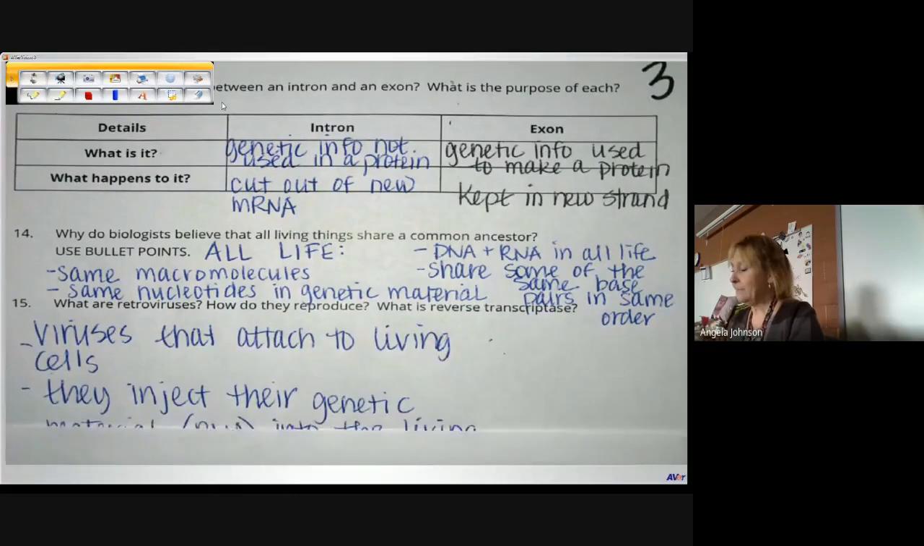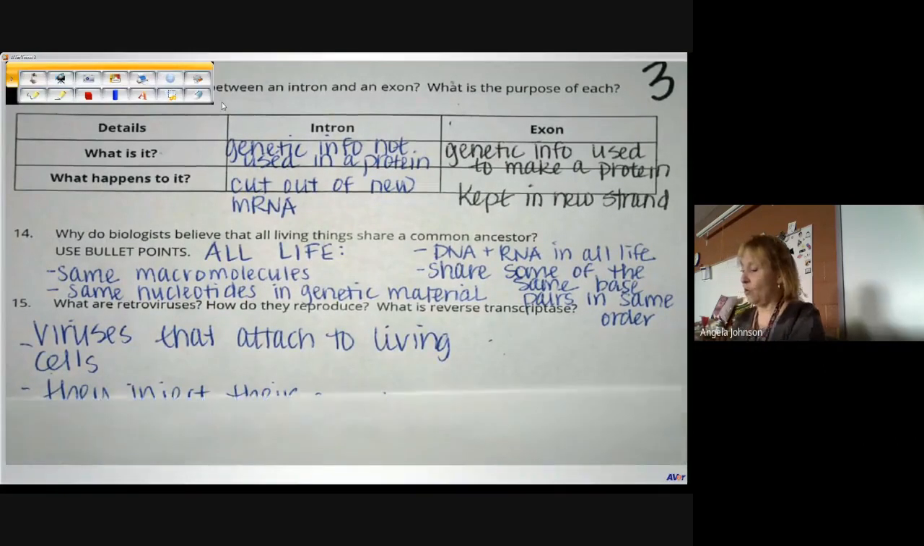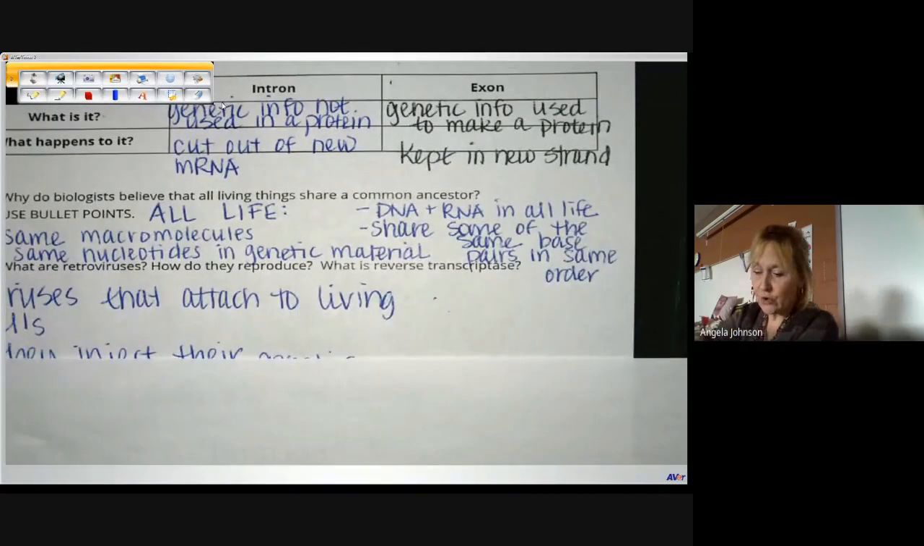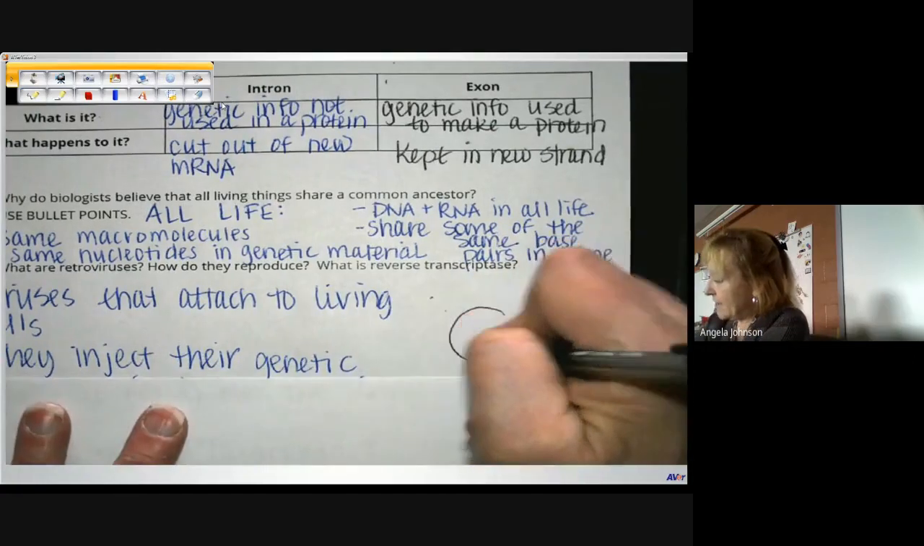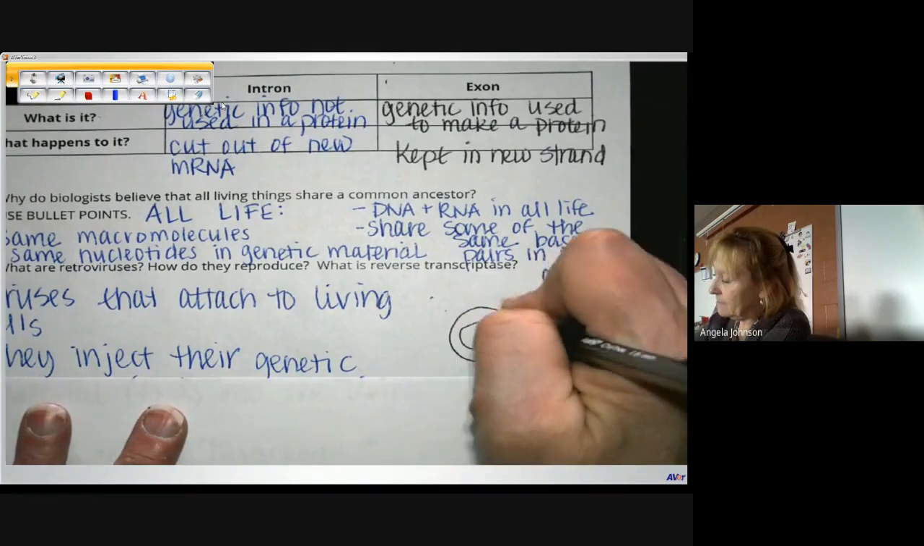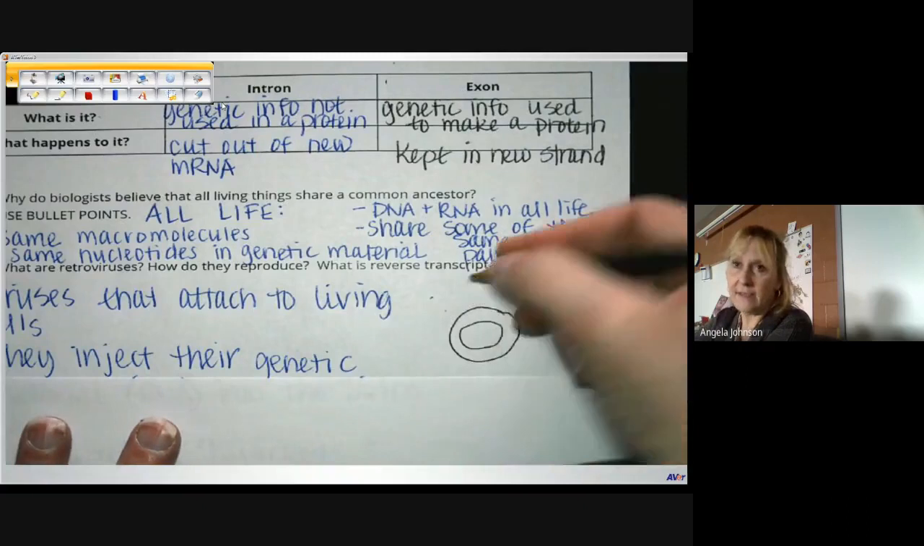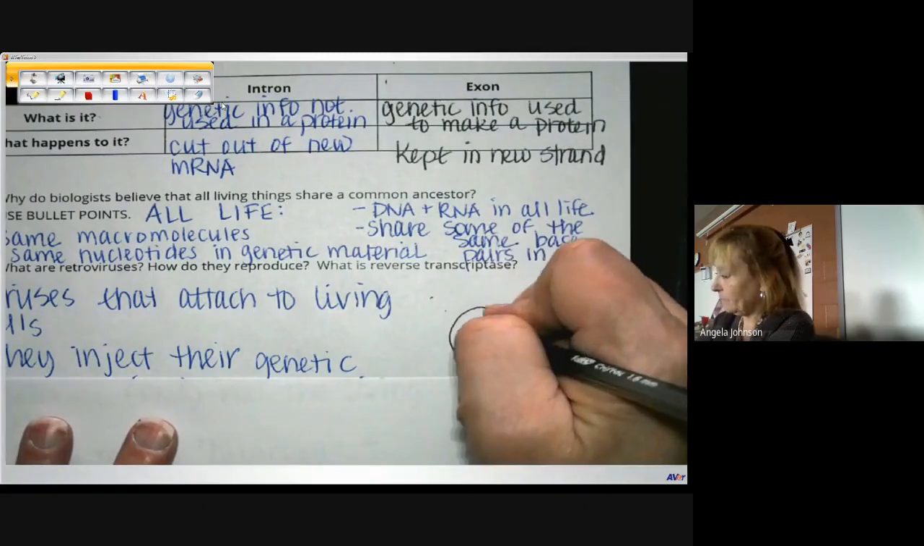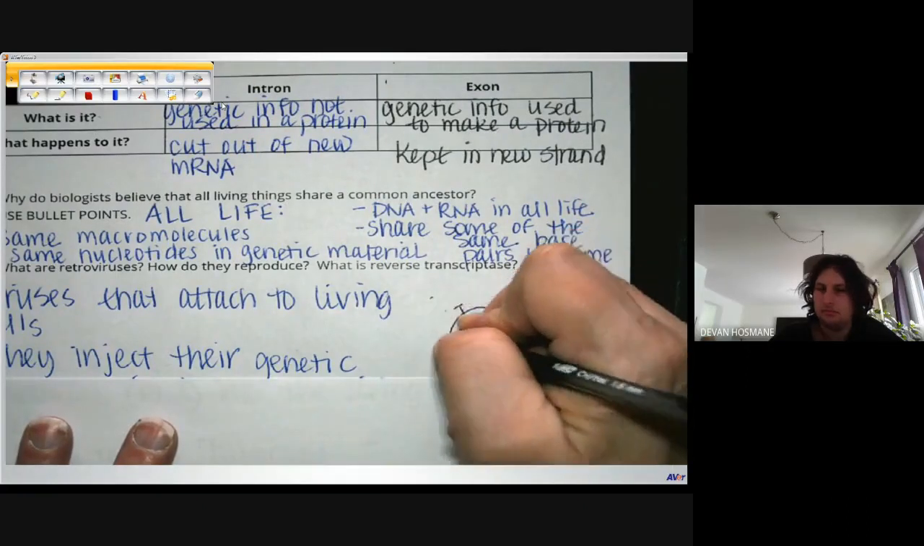All right. So what are retroviruses? I don't show you a picture of one, but I do ask questions about a retrovirus, and that's because the AP, they think you need to know this. HIV is a retrovirus, right? Yes.